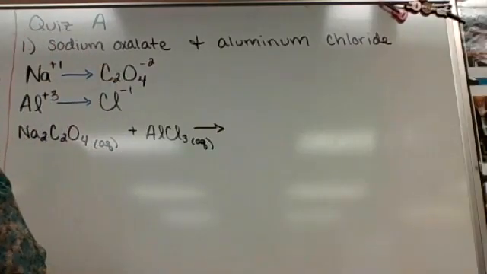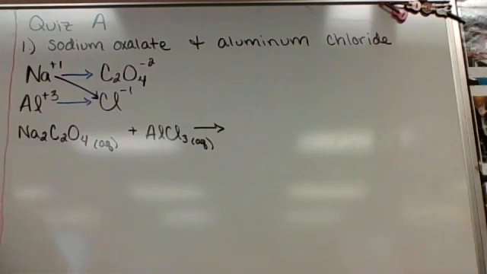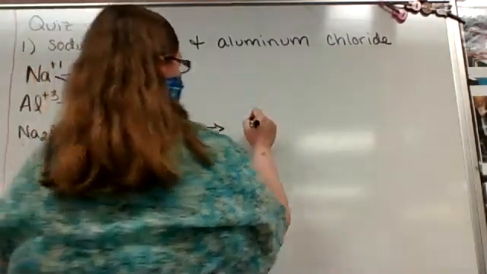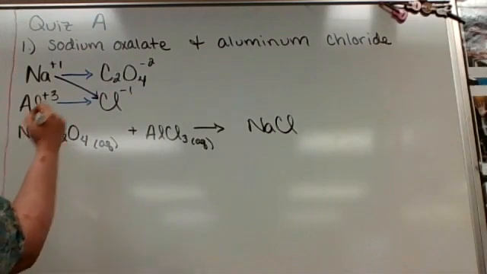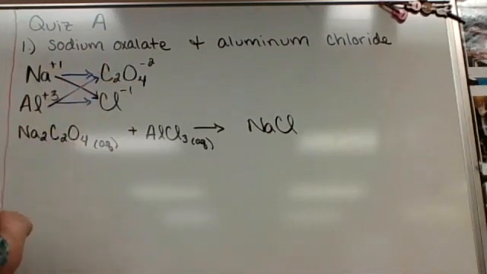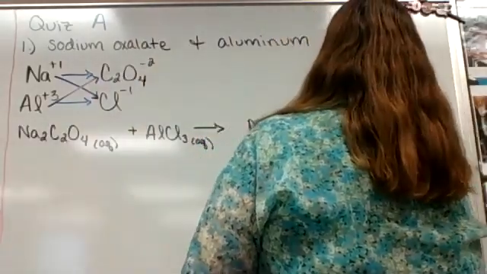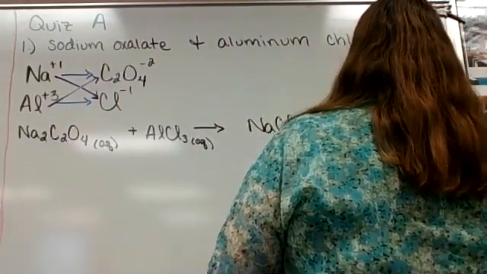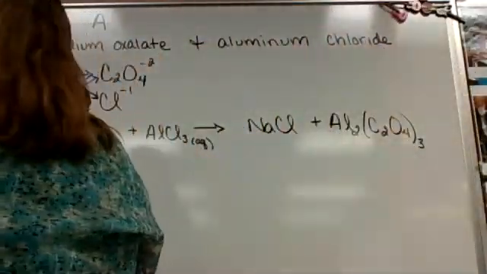Now we go diagonally down for one of the products. So Na is going to be with the Cl. Na is a +1, Cl is a -1. So NaCl. Give yourself some space for the phases. And then we go diagonally up for our second product. Right, good. Al2, and then parentheses C2O4 3. Balance.